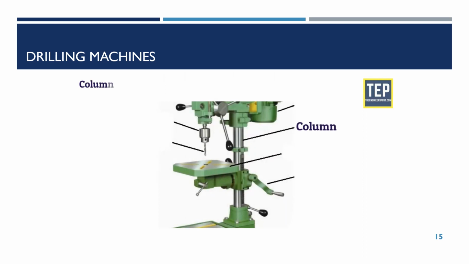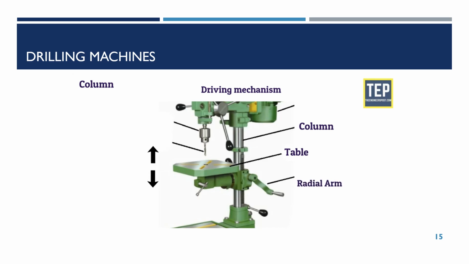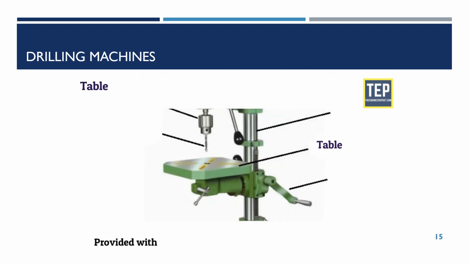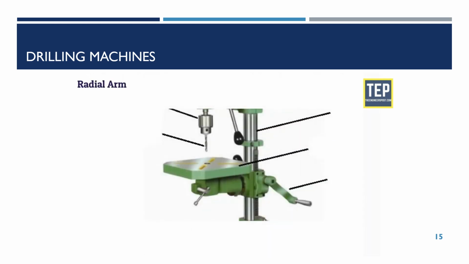The column is the vertical member of the machine which supports the table and the head containing all the driving mechanism. It is a cylindrical casting mounted vertically at one end of the base and supports the radial arm, which slides up and down. The table is mounted on the column and is provided with T-slots for clamping the work directly on its face. A table is round or rectangular in shape. Radial arm is mounted on the column and extends horizontally over the base. It has guideways on which the drill head slides. The radial arm moves around the column.